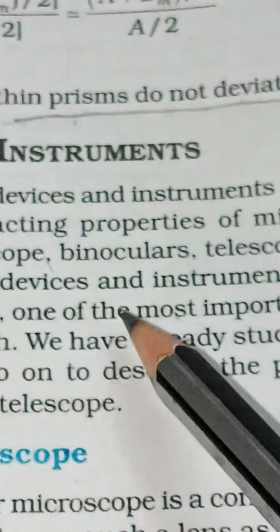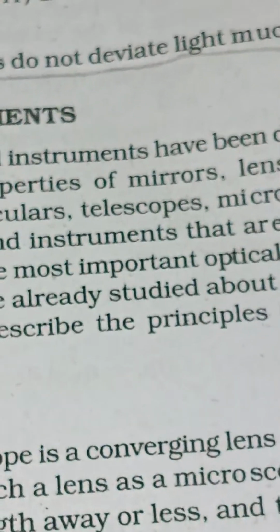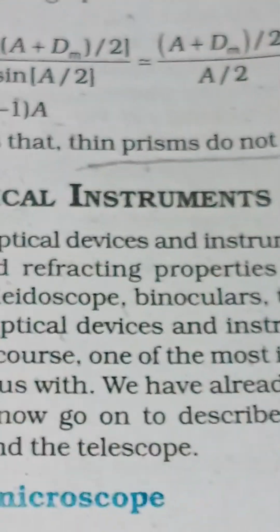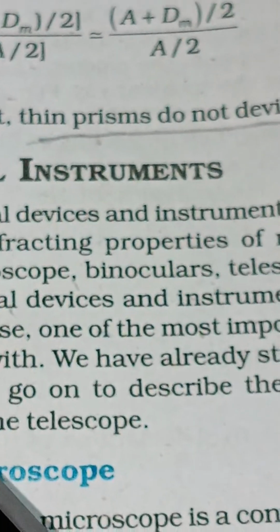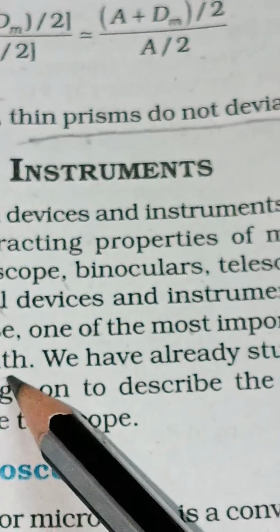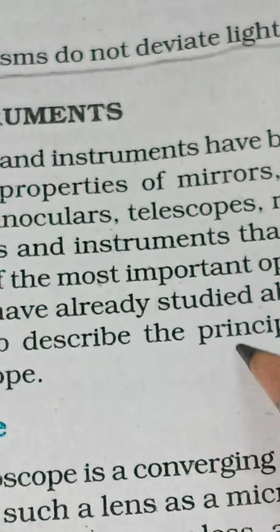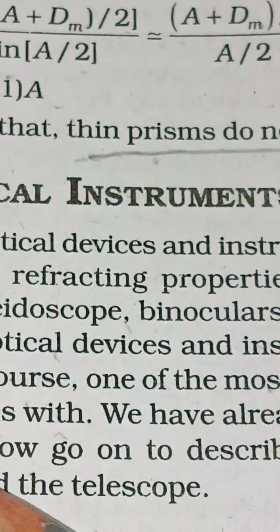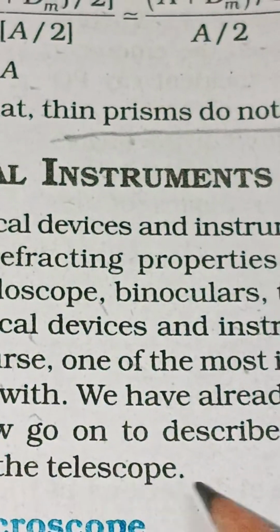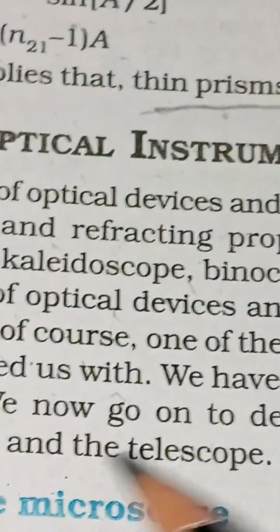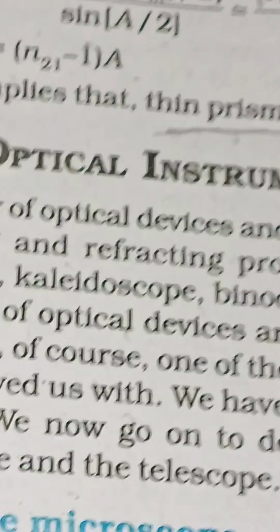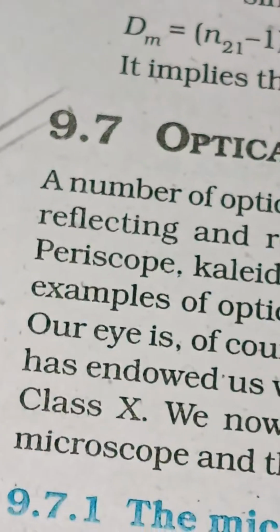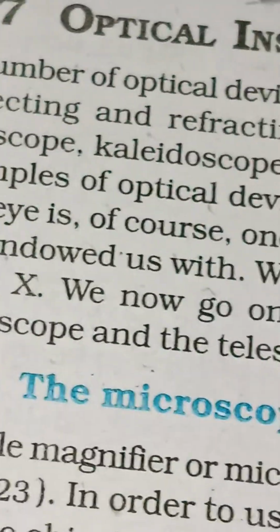Our eyes, of course, are one of the most important optical devices that nature has evolved for us. We have already studied the human eye in class 10. We now go on to describe the principle of working of the microscope and telescope. Okay, the next subtopic is the microscope.